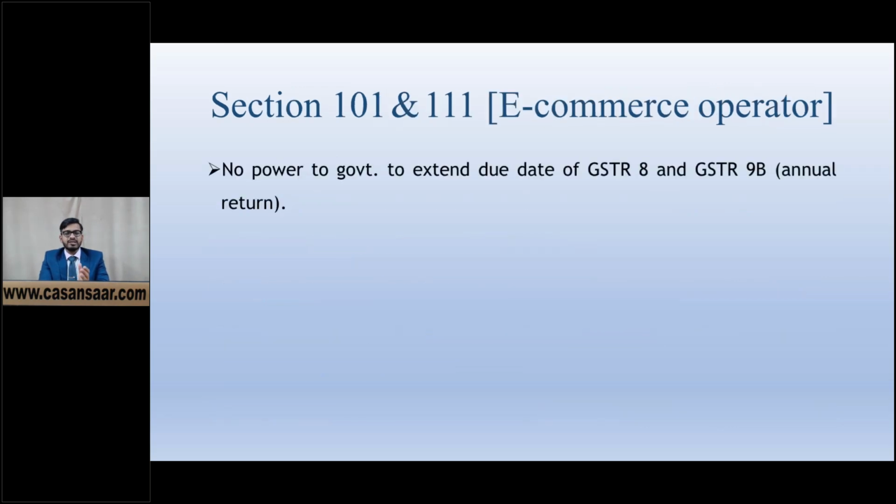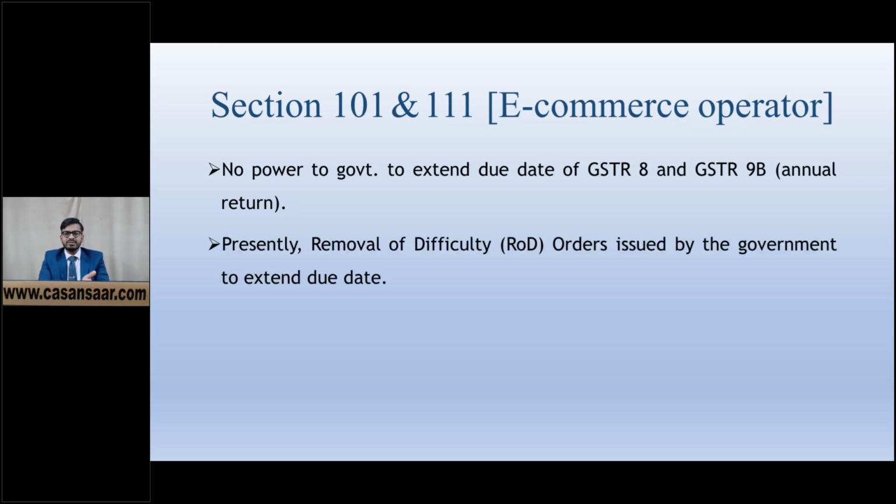Now next again is a power of extension in returns, but this time for the e-commerce operator. So earlier the e-commerce operator had to file two returns basically. They have to file GSTR 8 on a monthly basis and GSTR 9B on an annual basis. And both the provisions were given in section 52 subsection 4 and subsection 5, in which the government had no power to extend the due date. So they had to resort again to a removal of difficulty order to extend dates whenever required. Now they have taken such power by amending those sections, and now via a simple notification they can extend such dates.